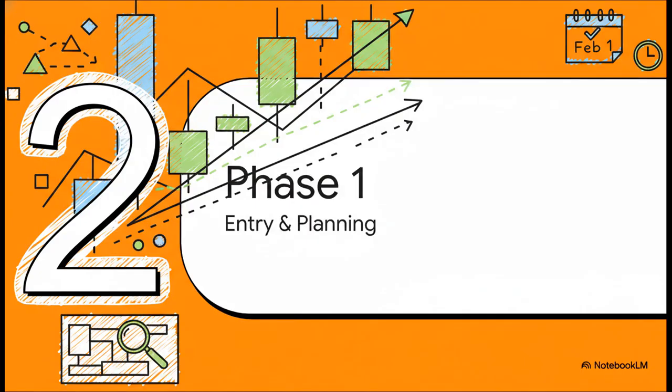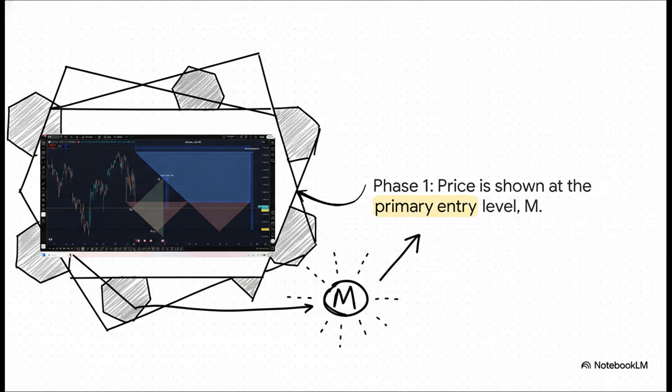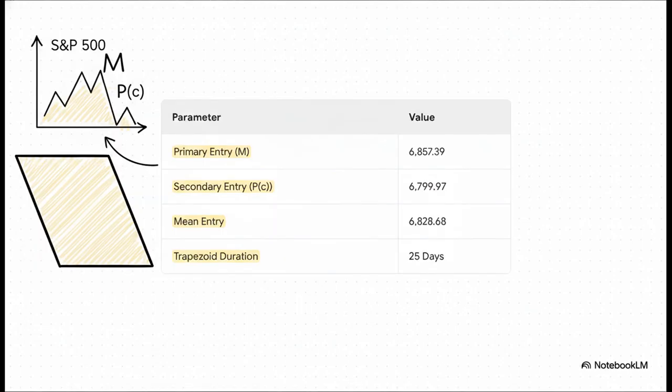The process kicks off with what the documentation calls Phase 1, and this was all recorded on February 1st, 2026. So, what did that initial setup actually look like? In this first image from the source docs, you can see the price has hit what they call level M. This point is designated as the primary entry point for this whole cycle. Looking at the plan, it actually lays out two different potential entry levels. You've got the primary one at M and then a secondary one at PC. The plan also projects a 25-day duration for this shape they call the trapezoid.